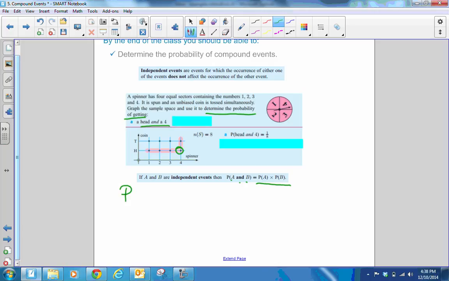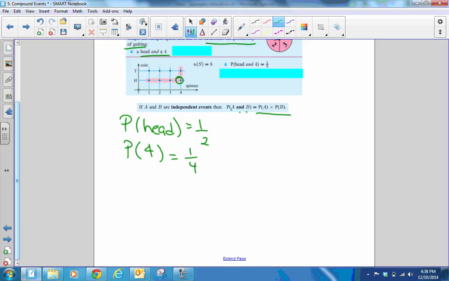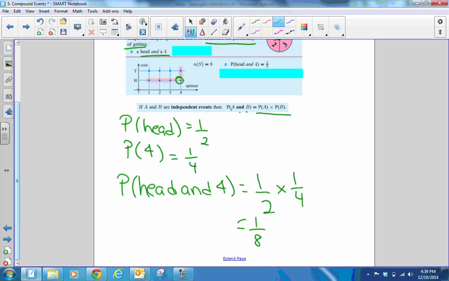So, in this case, the probability of A will be the probability of head, which is a half, and then the probability of a 4, which is 1 out of 4. And they say that I can multiply them together to obtain the probability of both. So the head and 4 is the same as multiplying a half times 1/4. So if I multiply those fractions, I will get 1/8. And that's the same answer that we have here on top.